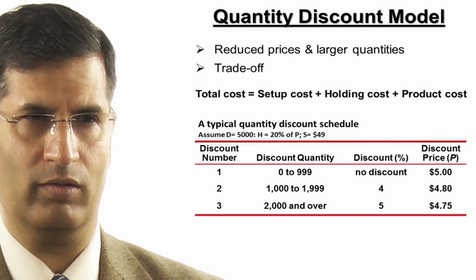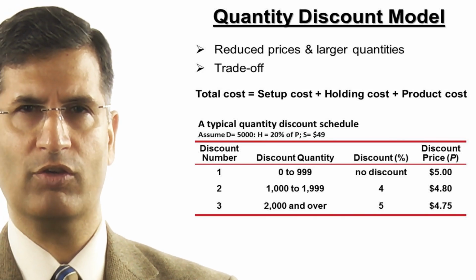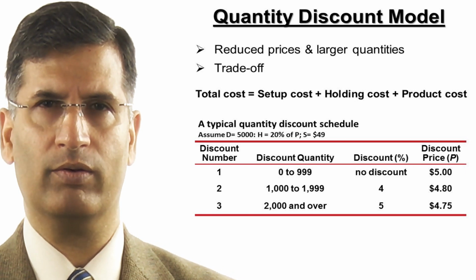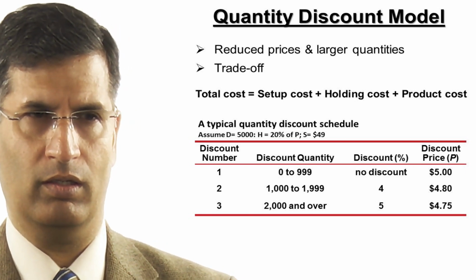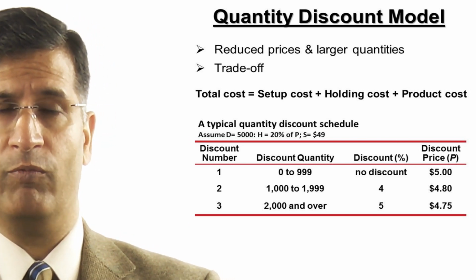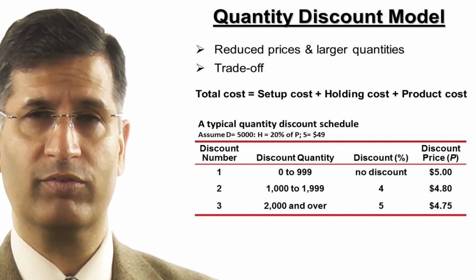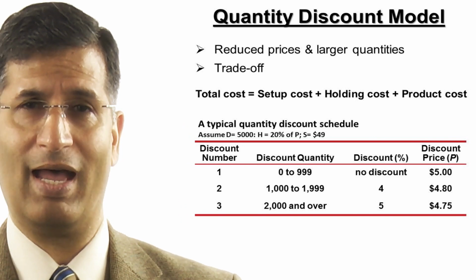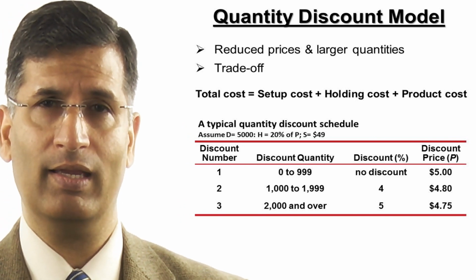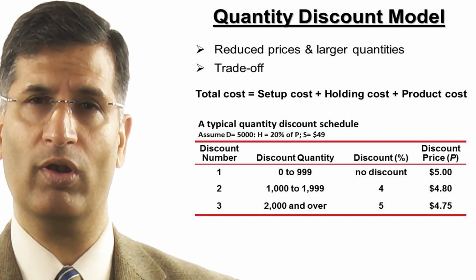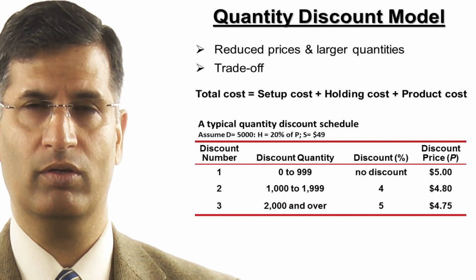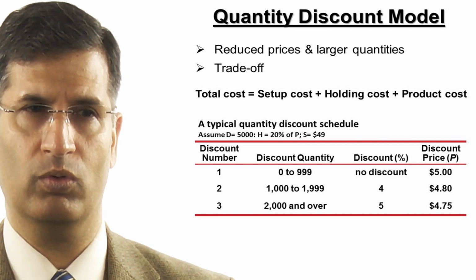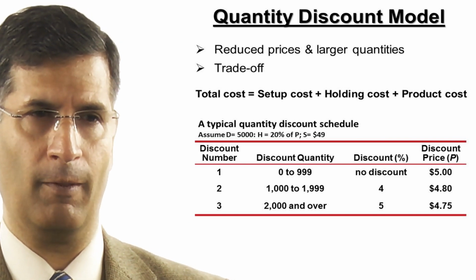Quantity discount model. When you buy in larger quantity, you know that suppliers are willing to give you some break. Obviously you have to decide how much you are going to buy. It will increase your holding cost, but it will cut down your purchase price. So it's a balance between those two. Let's look at this example.